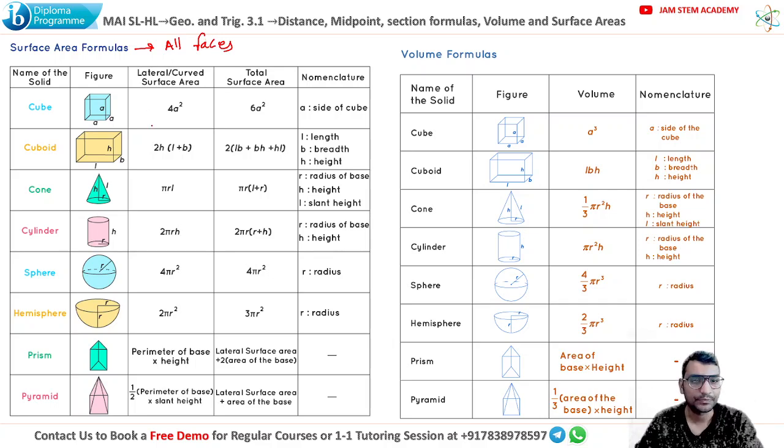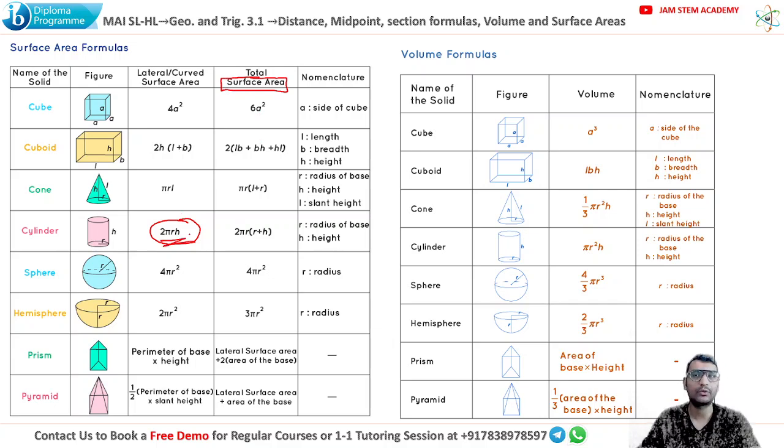So for example, consider this cylinder. If they say find its lateral or curved surface area, it means this portion, the cylindrical portion without top and base. So that comes out as 2 pi r h. But if they say find the total surface area or simply surface area only, then again you have to use the total surface area formula, which is what? You have to take the curved part plus top as well as bottom.